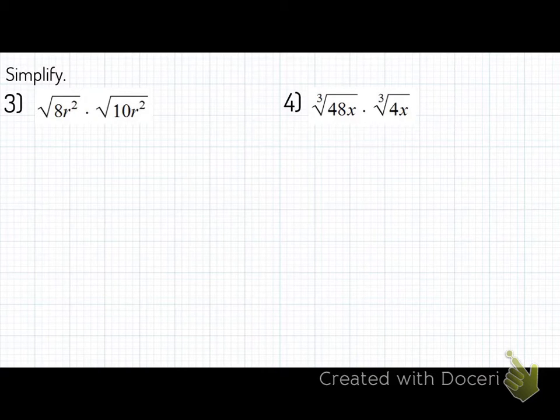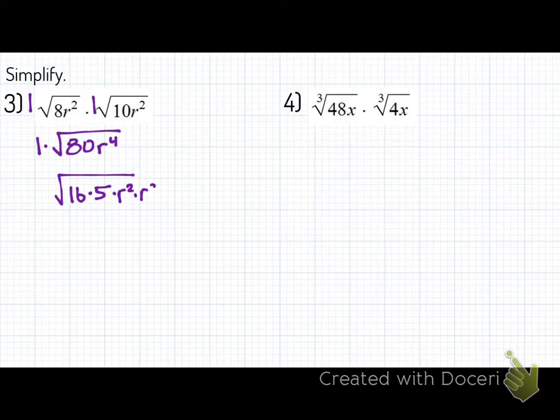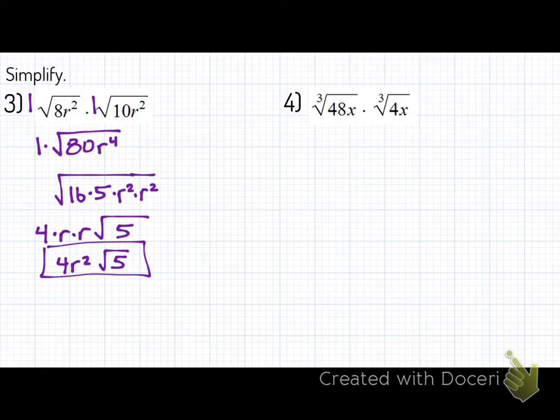So number 3, this is what I would have done. Multiplying the coefficients first, you got 1 times the square root of 80r to the 4th. Then I could break this down to 16 times 5 times r squared times r squared. Square root of 16 is 4. And we could take out a couple of r, so all we're left with is 5. So 4r squared root 5. Okay, that's number 3. If you made a mistake, please check your work and fix it. Number 4, please pause the video and try this one out.